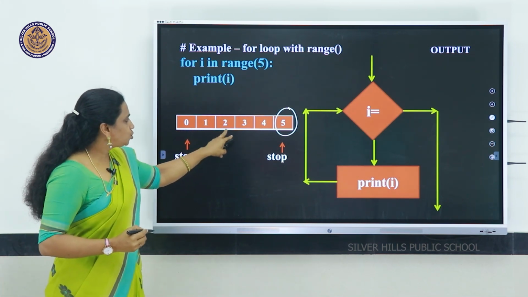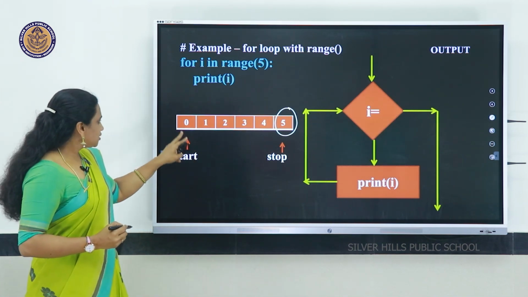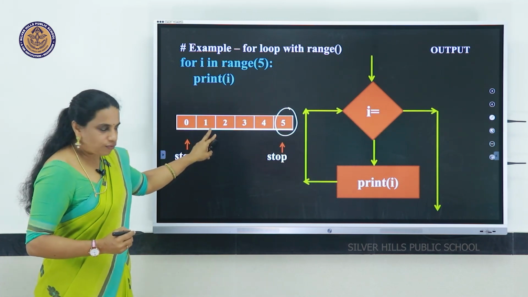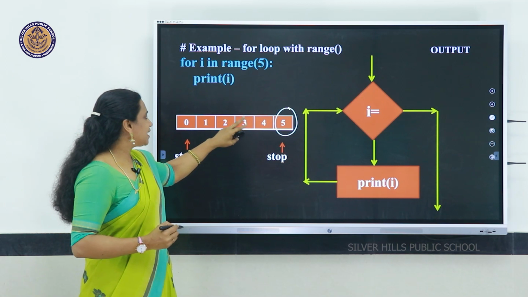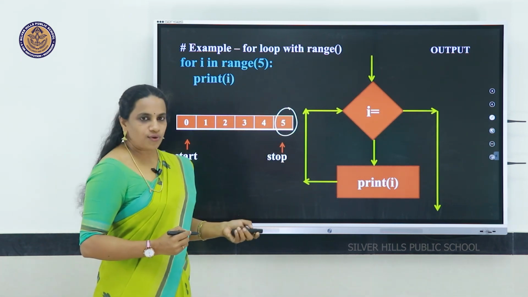Now, which iterations will take place within the for loop? 0, 1, 2, 3, 4. From this for loop, we understood that the start value is 0 and the step value is 1, and the iterations are 0, 1, 2, 3, 4. Okay. Now, just to go through the flow chart.